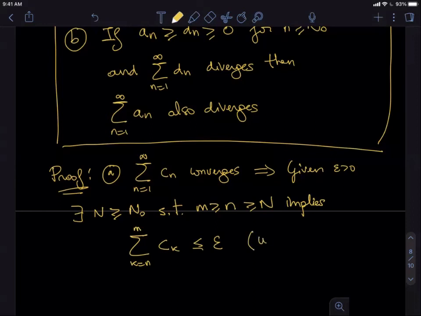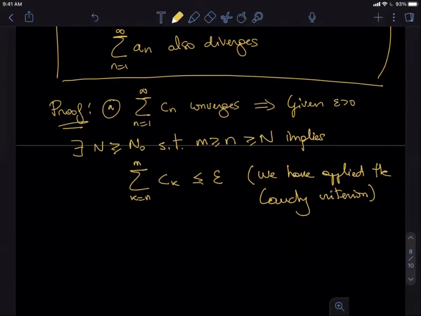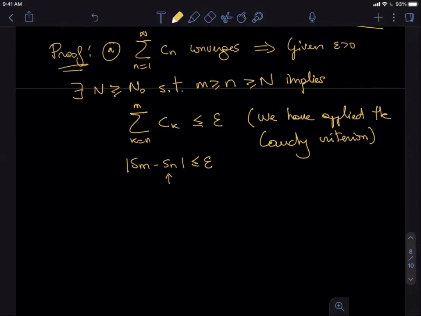Here we have applied the Cauchy criterion. Now it's very easy because this is saying that if there is convergence, then the differences between Sm and Sn are going to be very small. Again, as I said before, I should write here n-1, but it doesn't really make a difference.